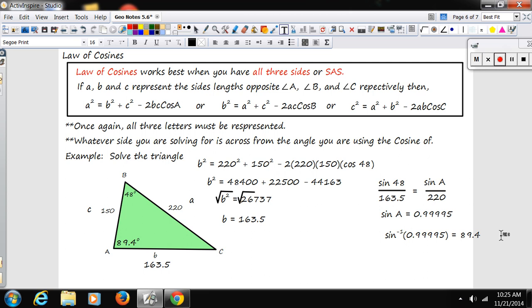Now you did law of cosines once and you did law of sines once. Do you need to do them again to get your last angle? No. No, just subtract them from 180. So to get capital C, you're going to do 180 minus 48 minus 89.4. And that will give you your last angle. 180 minus 48 minus 89.4. You get 42.6. And that's degrees.